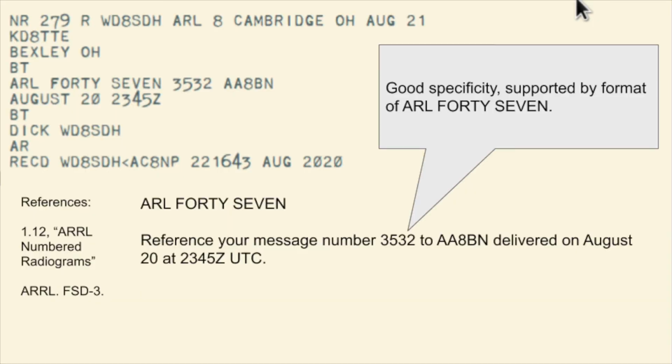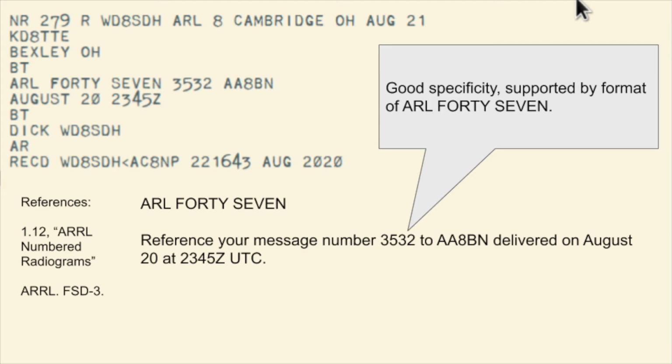The Zulu's redundant. Zulu means UTC. The format ARL 47 actually has UTC as the next group, so we don't need to include the Zulu. It is completely unambiguous even without it because of the ARL 47 format. So all we got to do is drop that Zulu, and this would otherwise be perfect. So we have good specificity, and that happens because of the format of the ARL 47.